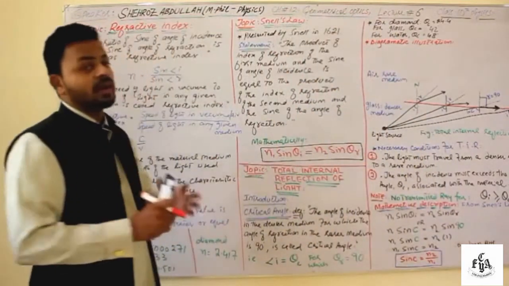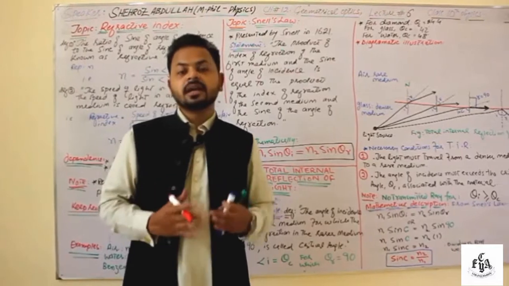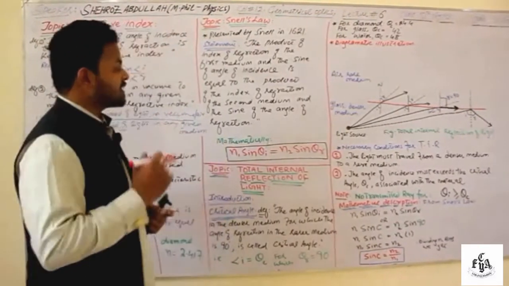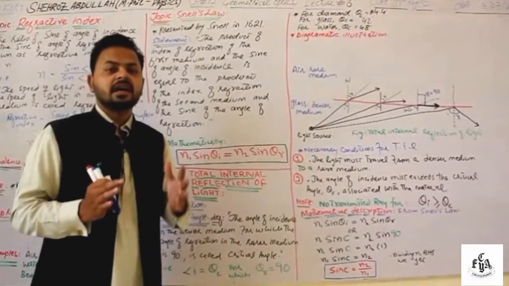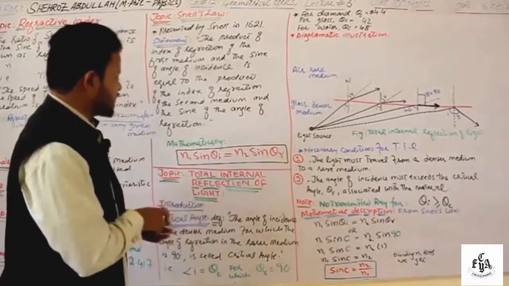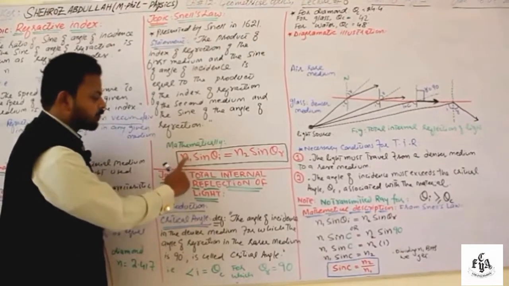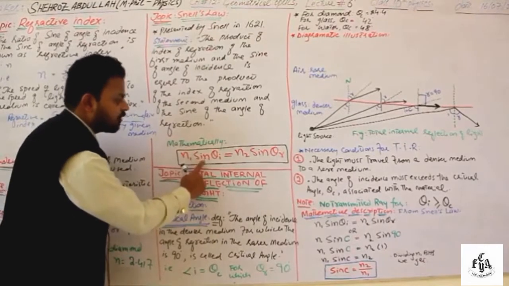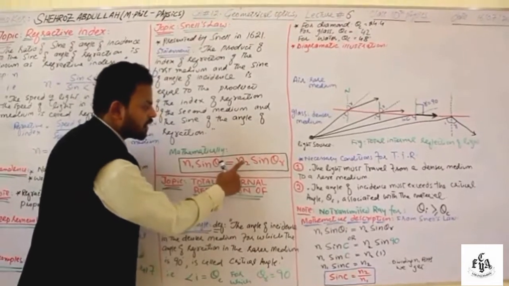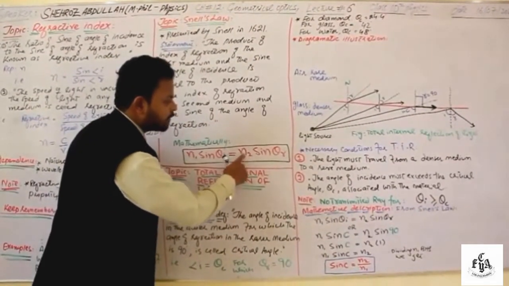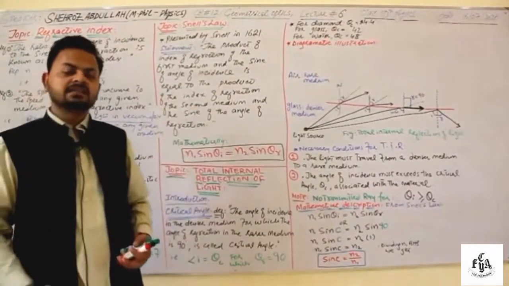Now we are going to discuss what is Snell's law. Snell's law was presented by Snell in 1621. And what is actually Snell's law? Snell's law is a relation which says the product of refractive index of the first medium with sine of angle of incidence is equal to the product of refractive index of the second medium with sine of angle of refraction. This is known as Snell's law. Snell's law is quite simple.